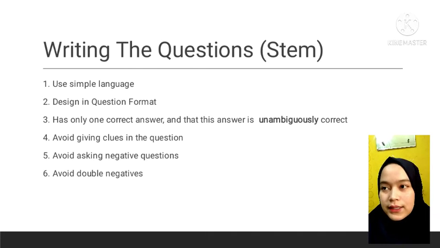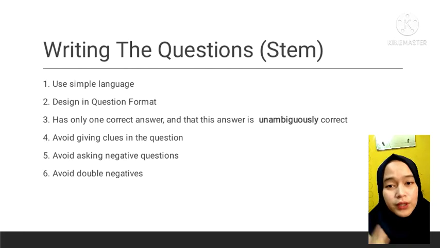The first is use easy language. Use simple language. We are not allowed to test students' language skills, so please use easy to understand words. Because if we use complicated words or complicated language, it will confuse students and the question will not be accurate.